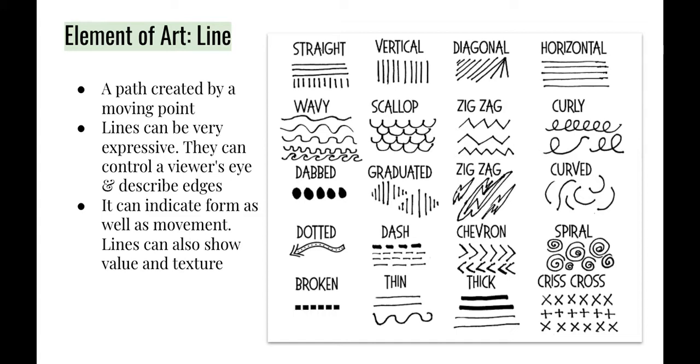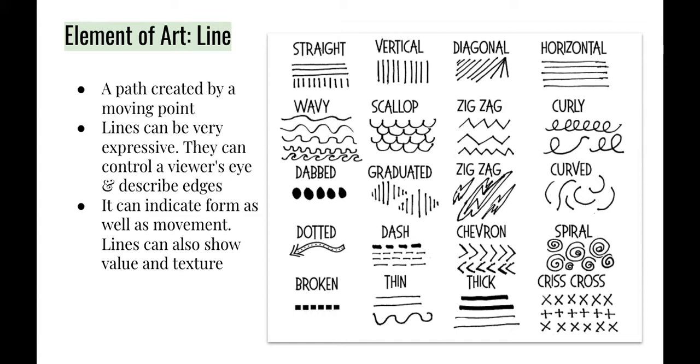using that element and also combining a principle of your choice. So, the first element or first pamphlet page that we're going to be focusing on for our silhouette of our choice is line. Line is a path made by a moving point. Lines can be expressive and they can control the viewer's eye and describe edges. It can indicate form as well as movement.